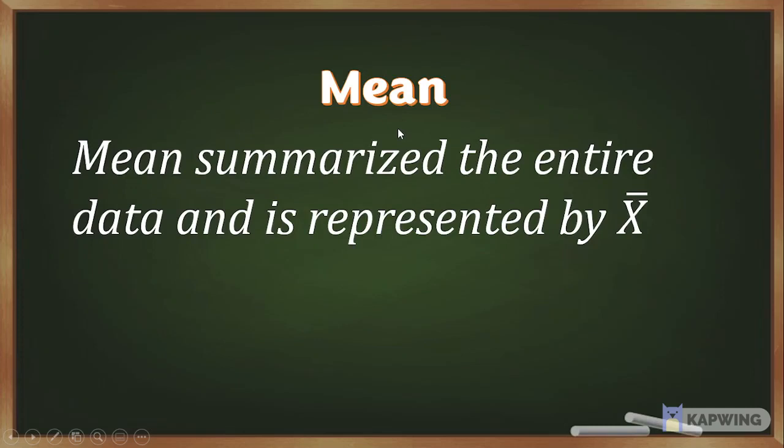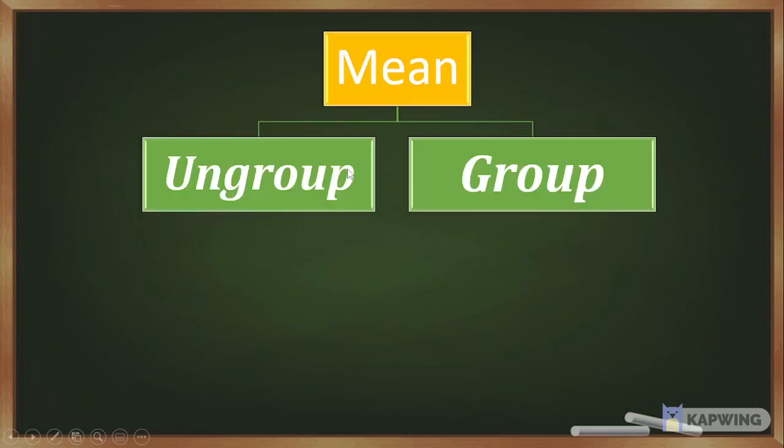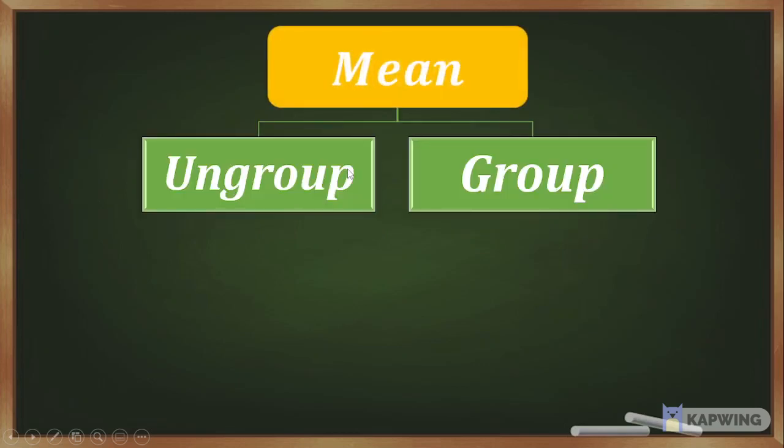Let us define mean. Mean summarizes the entire data and is represented by X bar. So it is the average of the data set and it is one of the measures of central tendency. We can compute mean for the ungroup and group data.